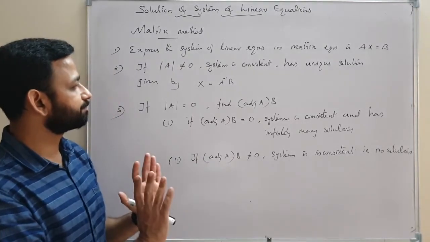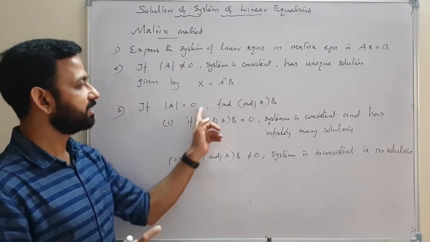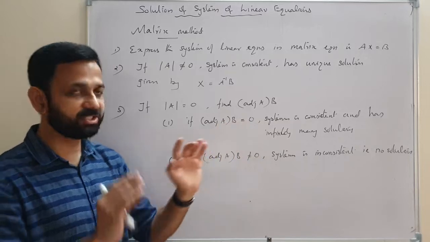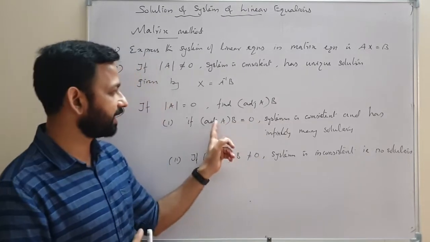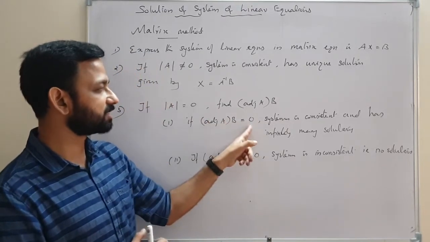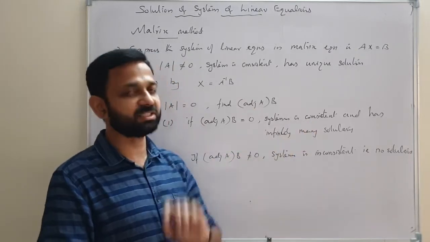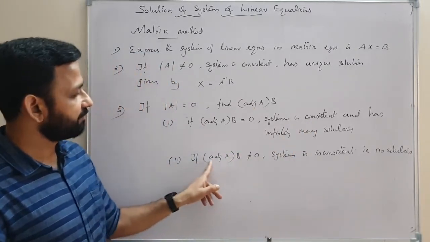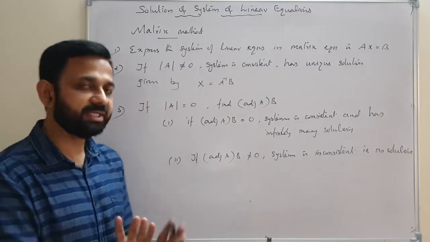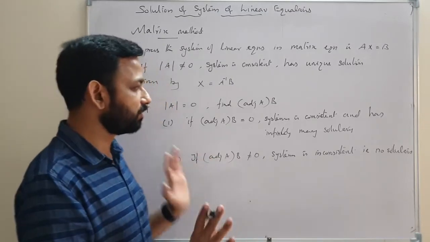If determinant A equal to 0, then it depends on adjoint A into B. If adjoint A into B also 0, if both of them are zeros, it has infinitely many solutions, but it is consistent. And if adjoint A into B not equal to 0, it is inconsistent and has no solution.